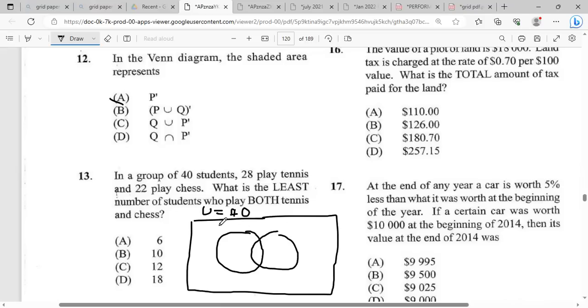All right, so we could call that one tennis, and this one chess. And it says 28 play tennis and 22 play chess. And it says, what is the least number of students who play both tennis and chess? All right.